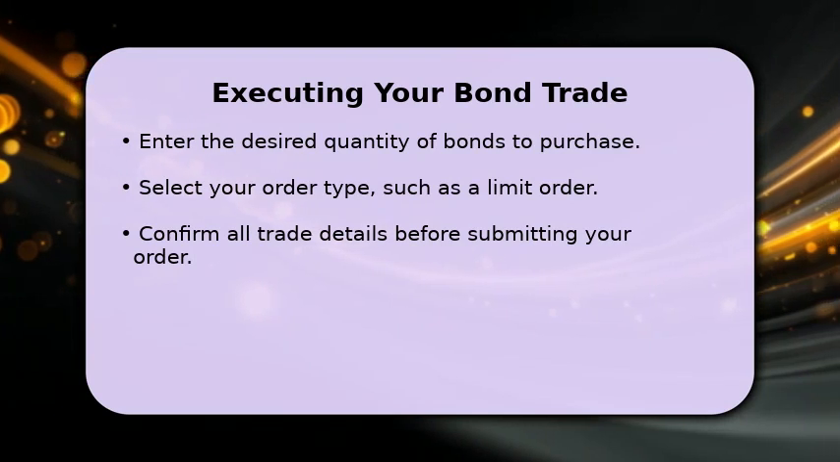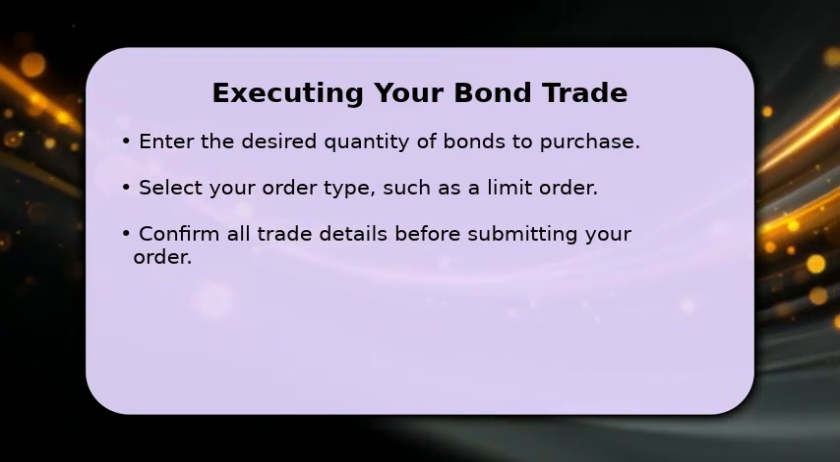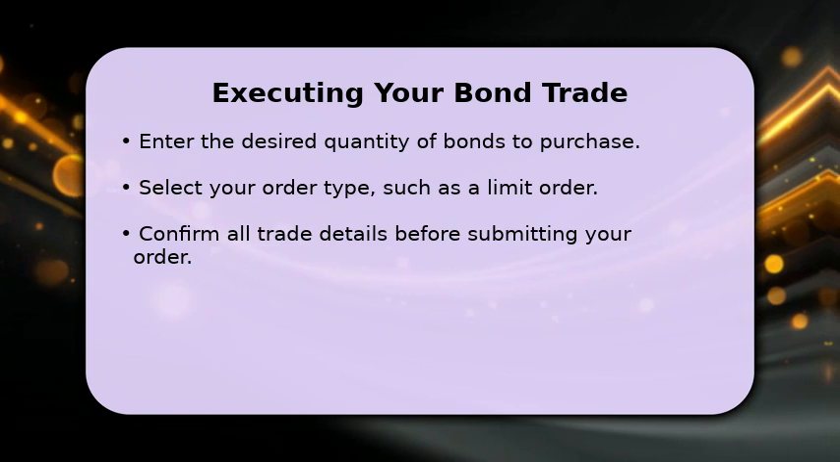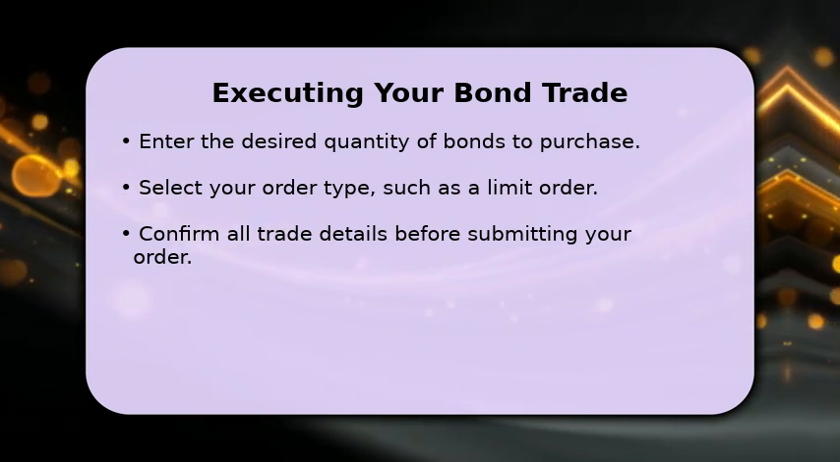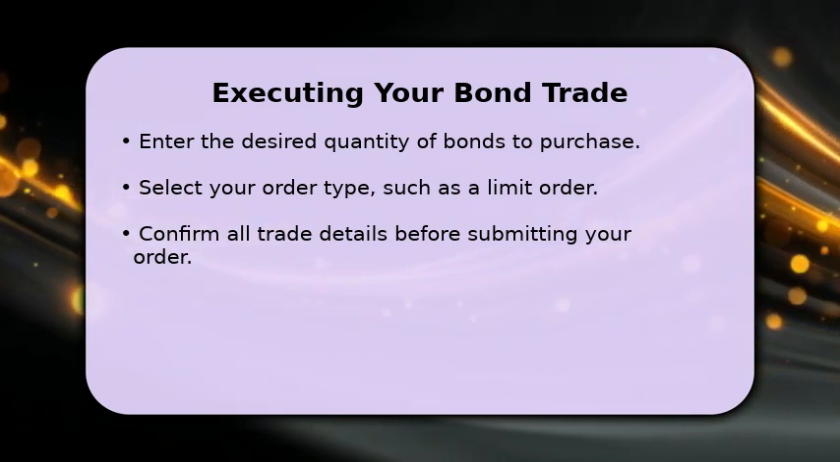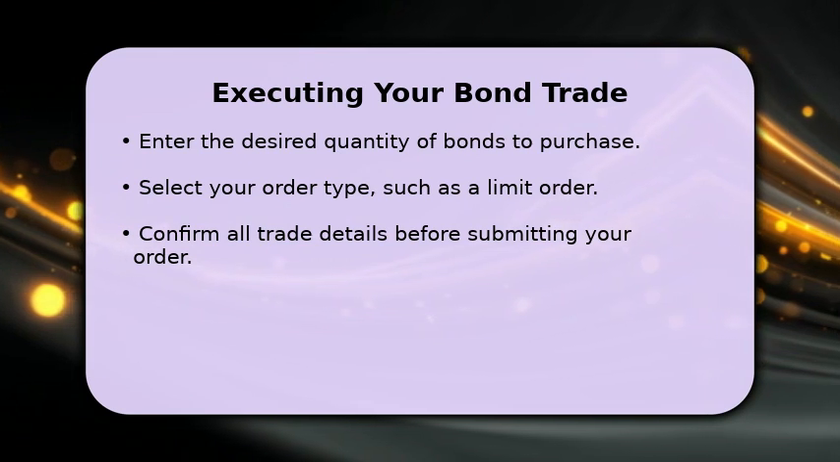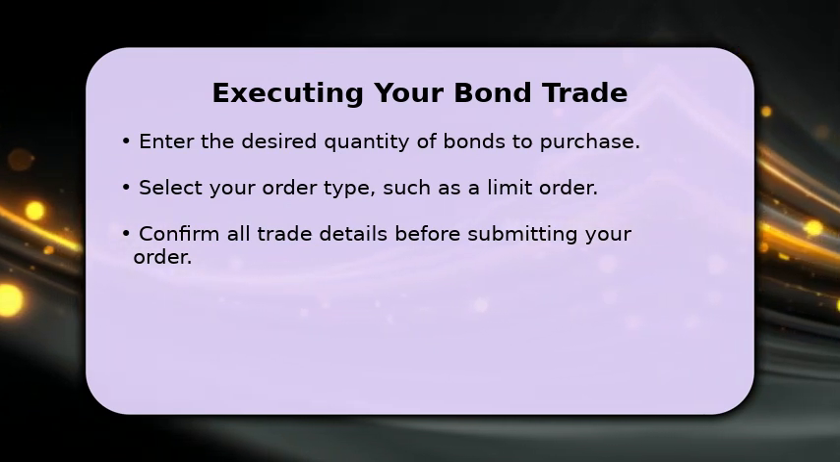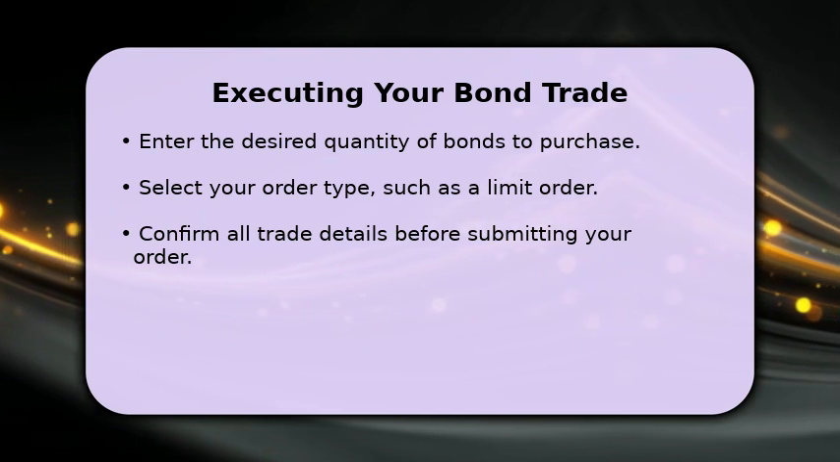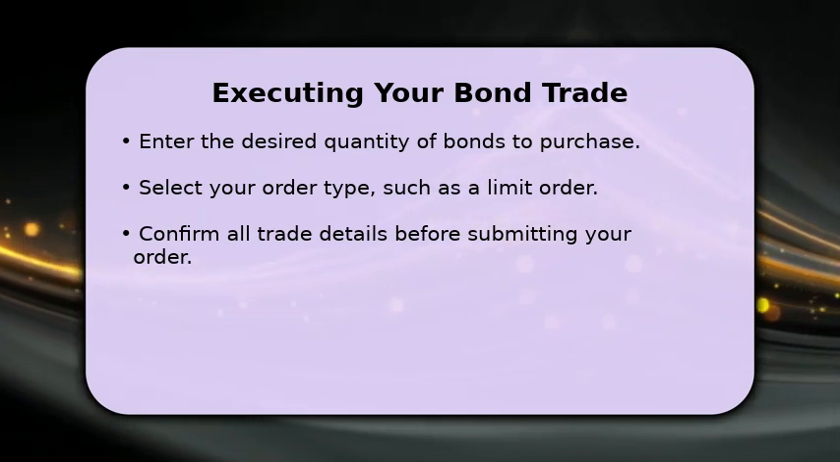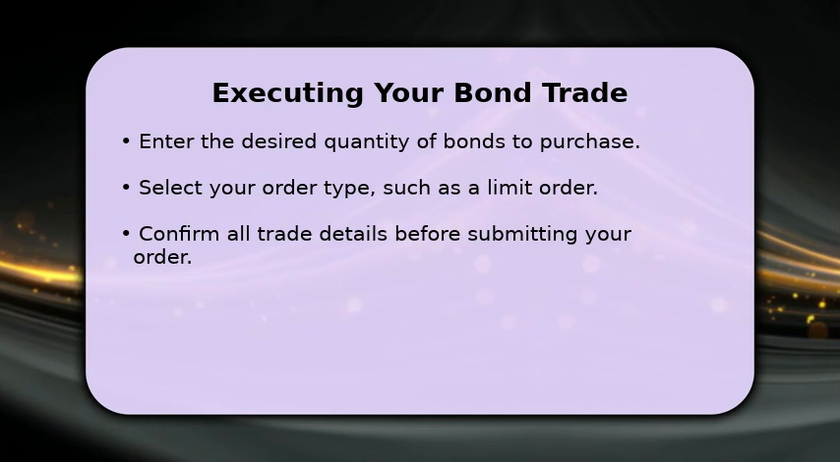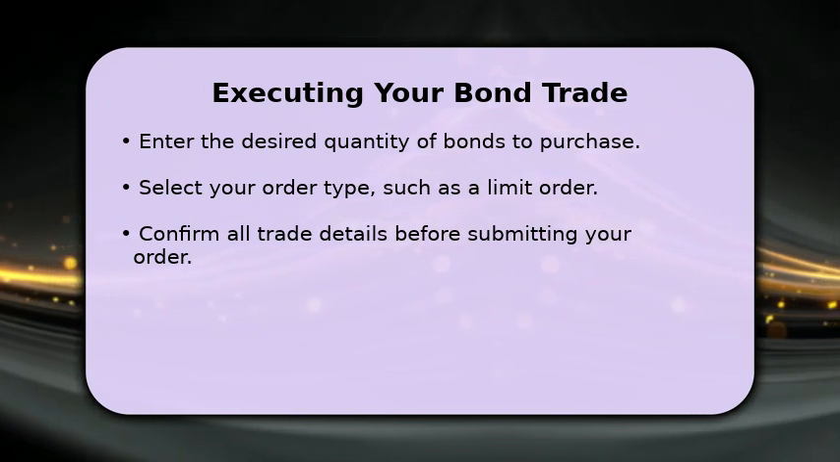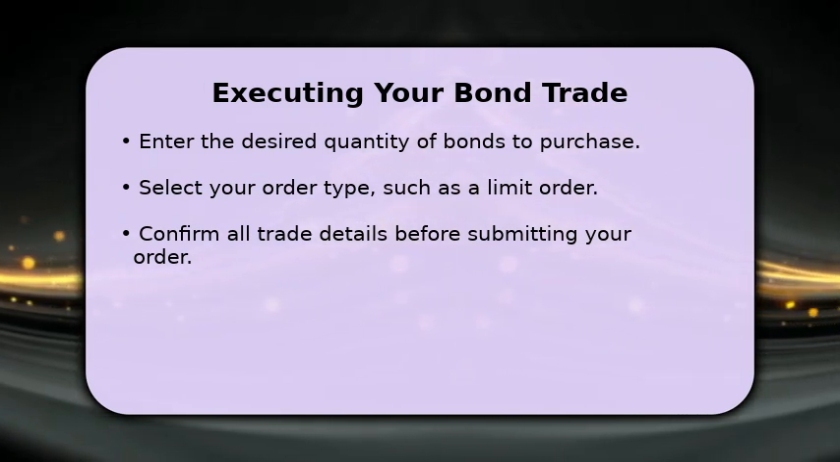Finally, it's time to place your order. Enter the quantity of bonds you wish to buy, remembering they are often traded in $1,000 face value increments. Choose your order type. A limit order allows you to specify a maximum price. Double-check all the details, including the bond, quantity, and price, then submit your order. Congratulations, you've just bought a bond.